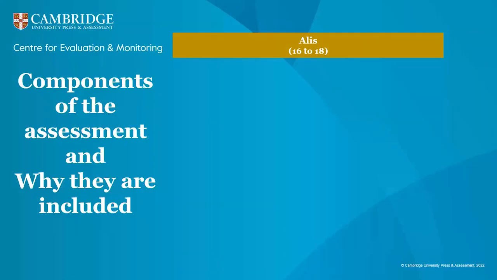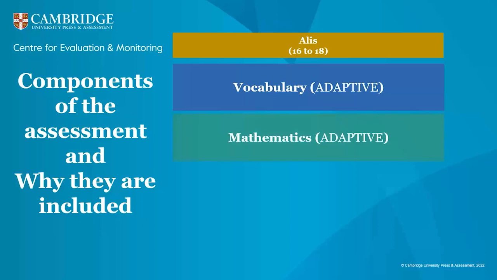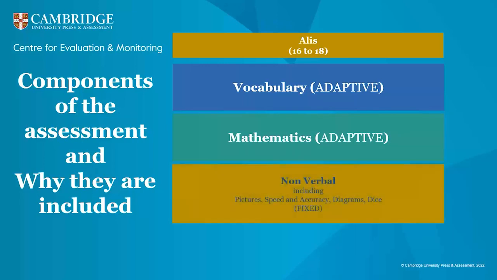Okay, so just a little explanation about the kind of question areas, the component parts of the post-16 assessment. So we have ALICE available for the 16 to 18 age range. We have vocabulary and maths. Those are the two adaptive question areas. And then we have the non-verbal section. Now the non-verbal is fixed.